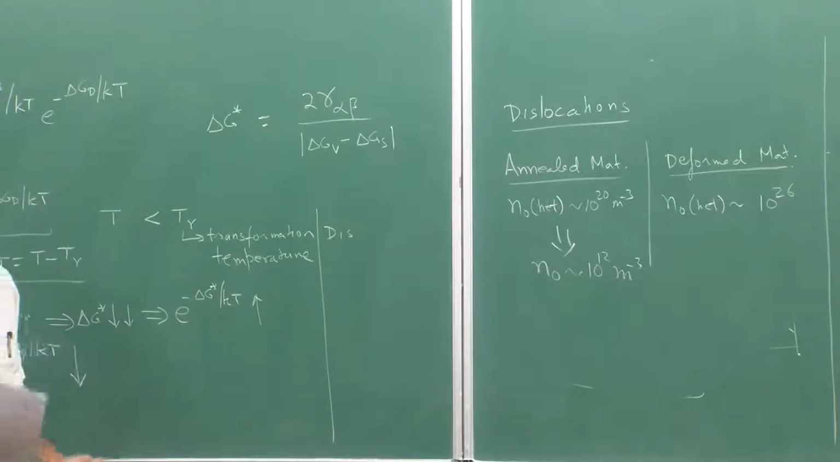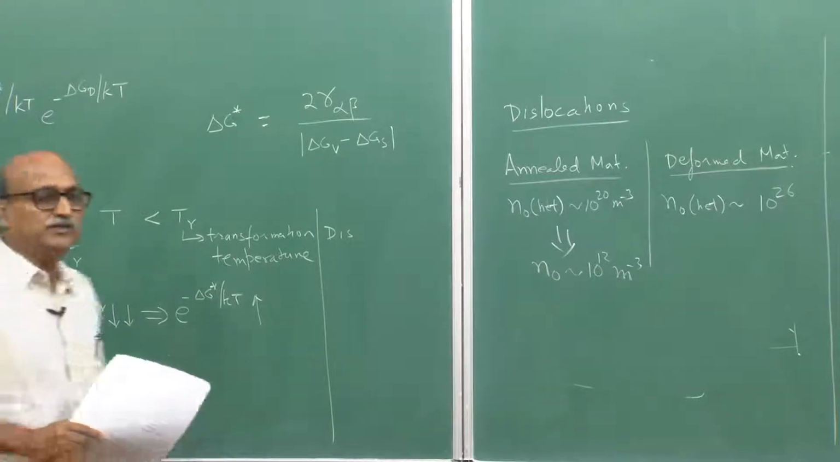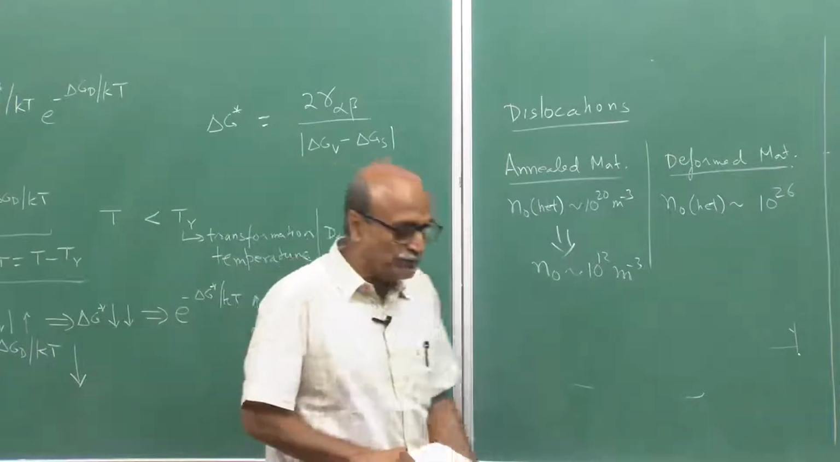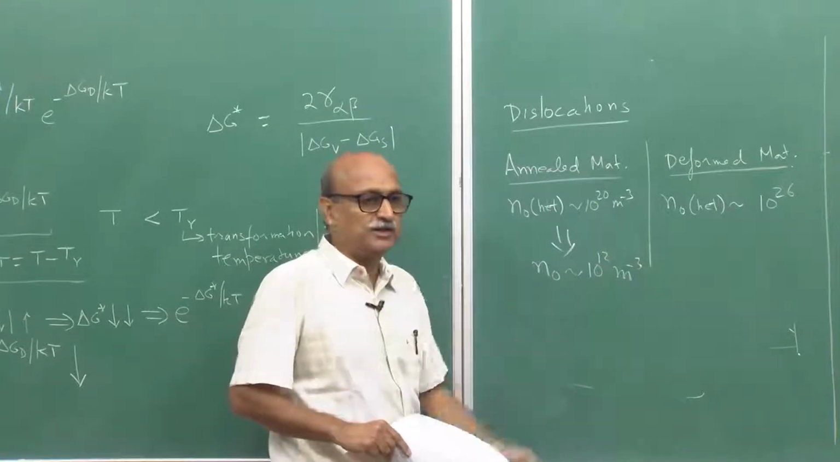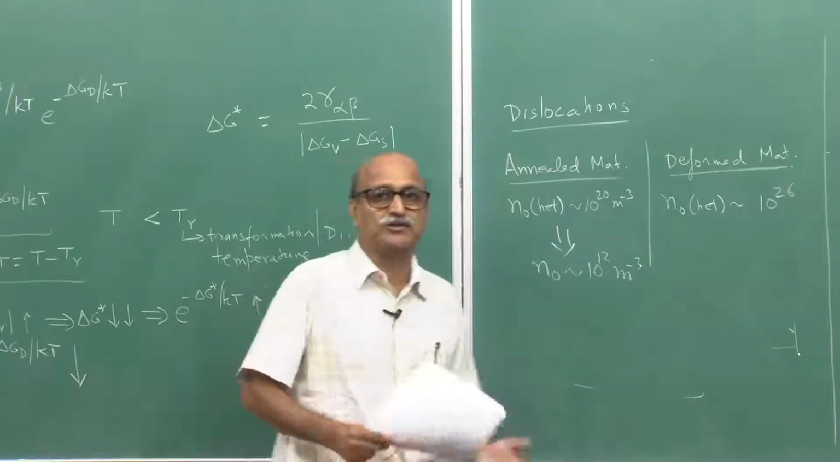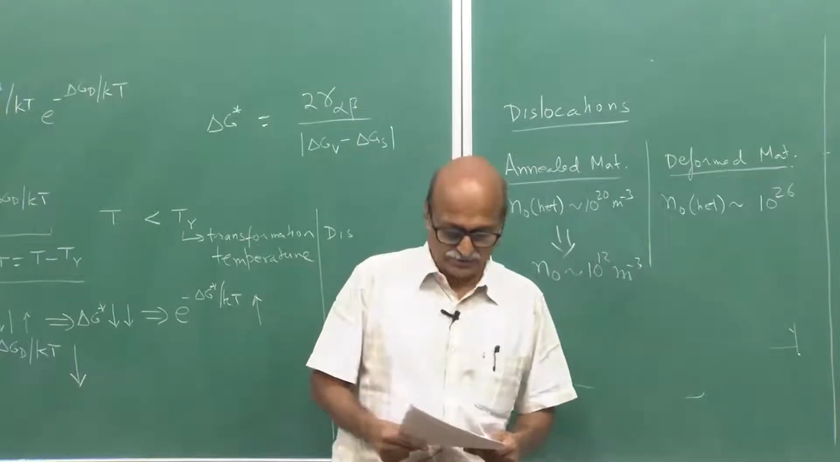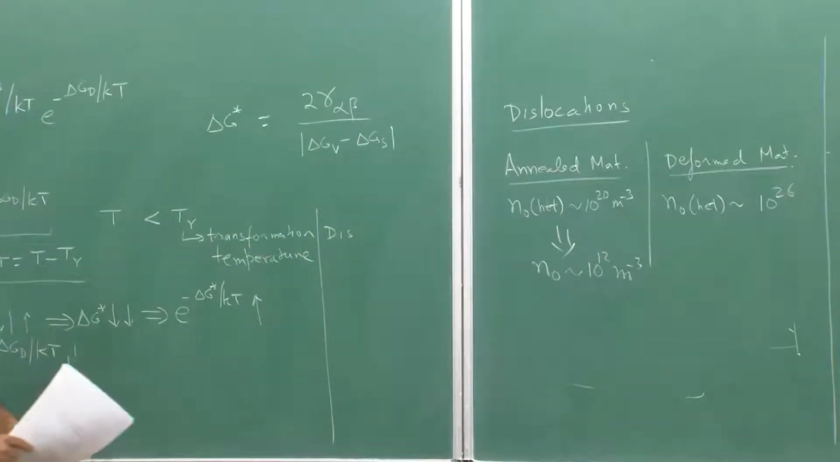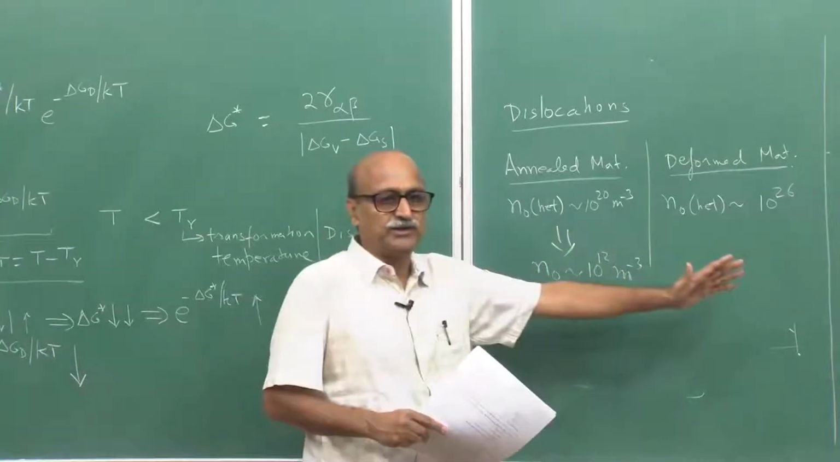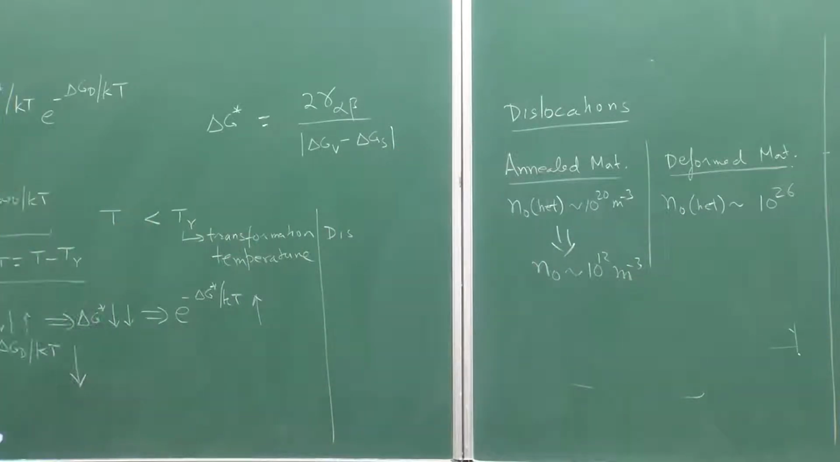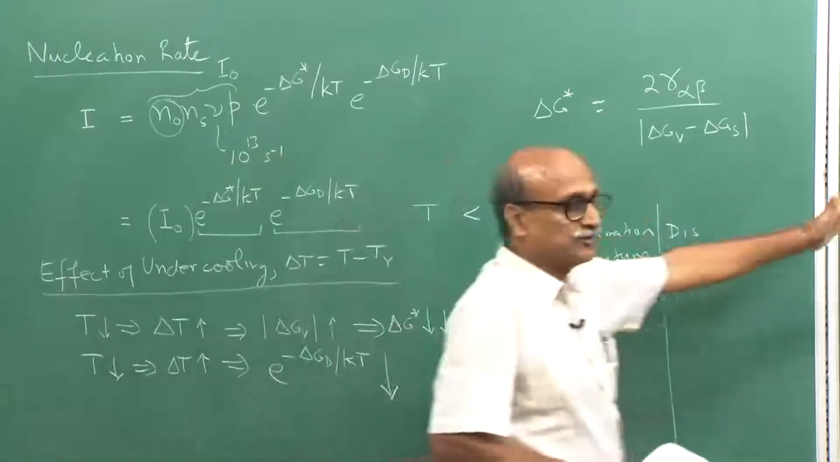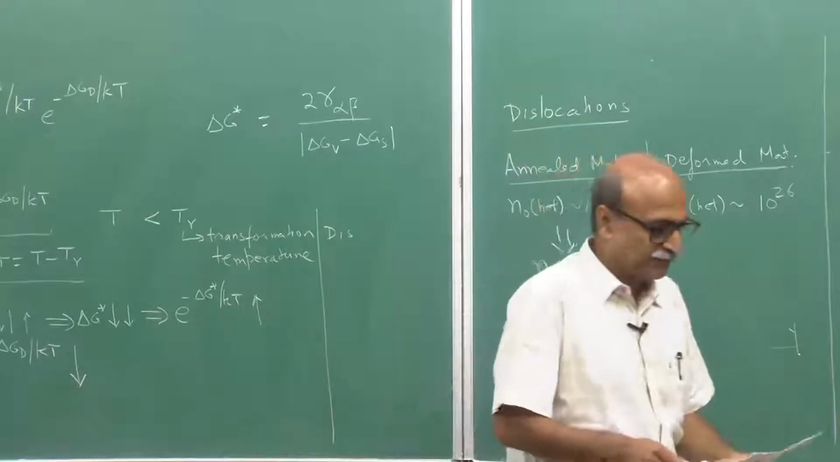So, even though heterogeneous nucleation may be an easier process as compared to homogeneous nucleation, if there are no sites or very few, a very low density of sites available, then the heterogeneous nucleation may become difficult. So, this summarizes what we had done regarding nucleation. If you wish, you can go back to the old lectures of part 1, where over a large number of lectures all of these topics were discussed in great detail.